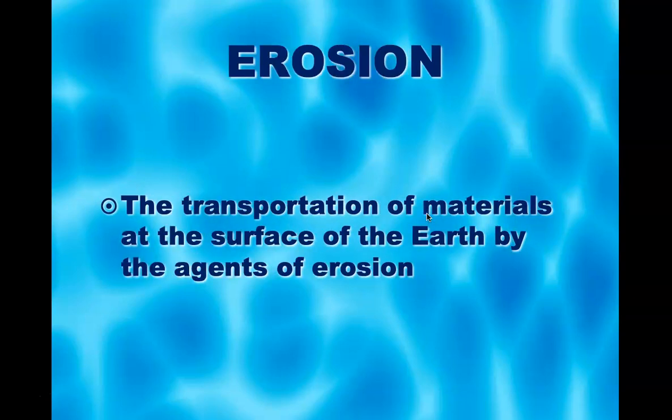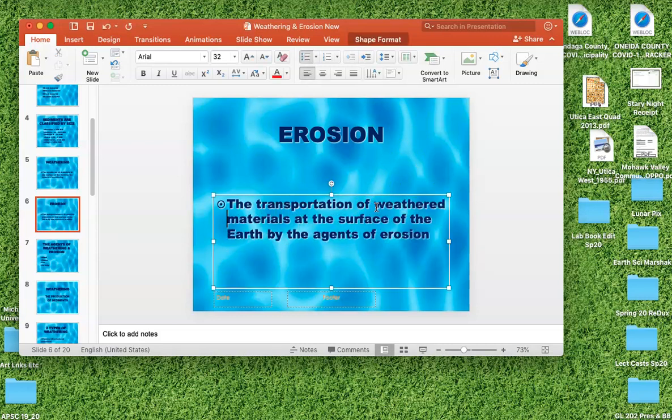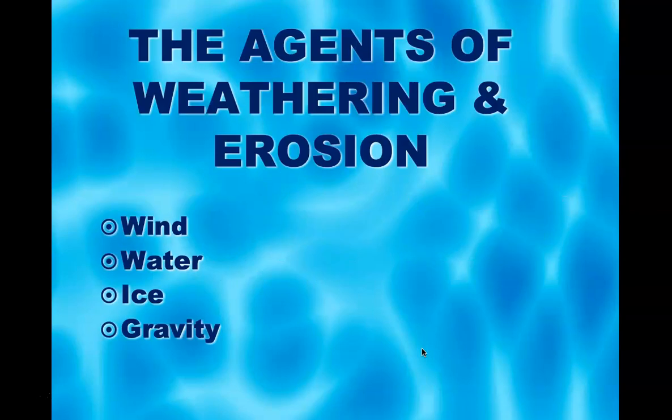Now, erosion. Same idea. The transportation of materials at the surface of the earth by the agents of erosion. I'm going to add the word weathered here. I don't usually have it in here. Today it's bothering me. Just to make that connection. The transportation of weathered materials at the surface of the earth by the agents of erosion. Now at this point you're probably cursing me a little bit, saying, hey, wait a minute, you just told me the agents of weathering and then you switched slides and you didn't say anything. Now you're saying agents of erosion and you're getting ready to switch slides.